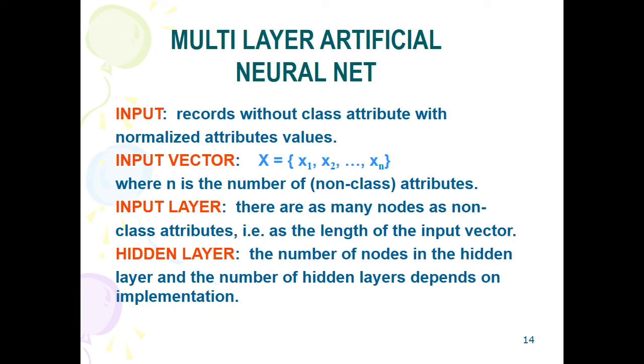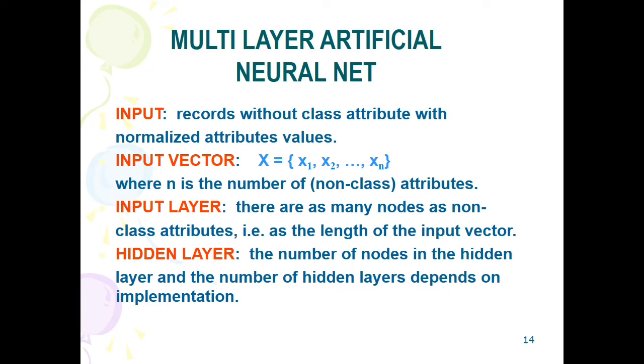So in case of a multi-layer artificial neural network, these are all the inputs: the input vector, the input layer and the hidden layer. The input records without the class attributes have normalized attribute values. So we are segregating the class attribute values and the normalized values. The input vector is represented as x1 to xn, where n is the number of non-class attributes. The input layer has nodes for the non-class attributes, so it depends upon the length of the input vector.